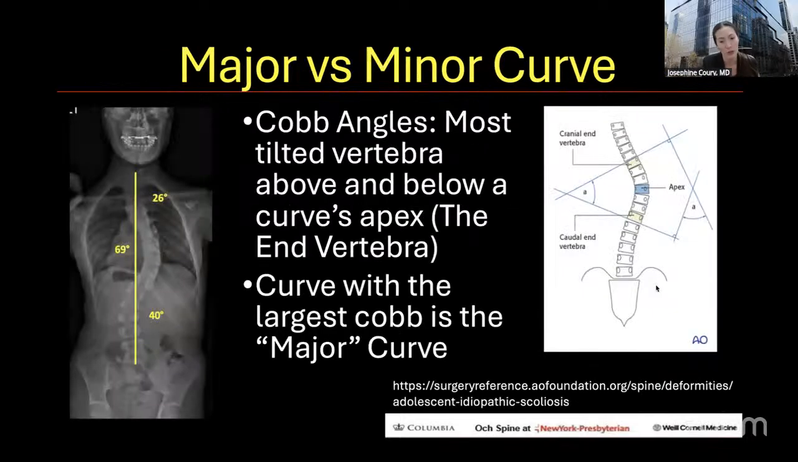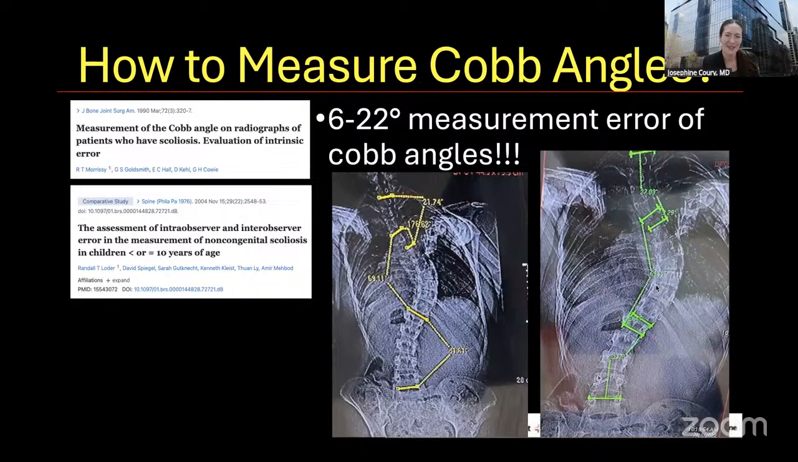The second important terminology to understand is what a major versus minor curve is. The major curve is the curve with the largest Cobb angle as measured by the end vertebra, which you can see in this AO Spine Foundation diagram here on the right. And how do you measure these Cobb angles? Measuring Cobb angles, the basis of all of this classification, isn't as simple as you would think.